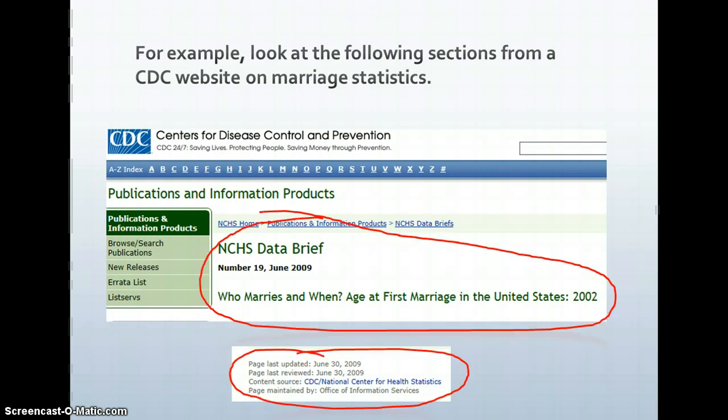If we look at the bottom of the page, we can see that the page was last updated June 30th, 2009. That was also when the page was published to the web. If we look at the middle section, we can see that the data actually comes from 2002.